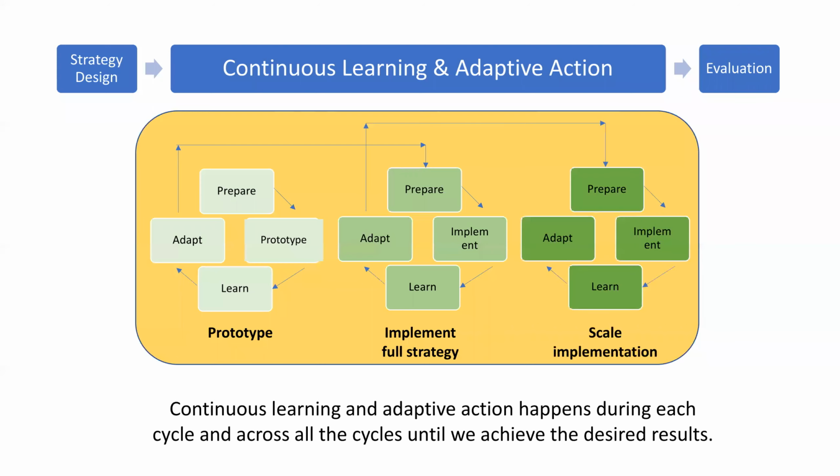So this will look a little bit differently depending on what your strategies are, how complex your strategies are, how robust your strategies are. So there's no one right way to do this. The prototype, the implement full strategy, the scale implementation, those are just offered as a general way of thinking about this. If you have any questions, please don't hesitate to be in contact and we can talk that through. But I hope the concept of the differentiations, how these cycles evolve and build upon one another over time, has been clear.